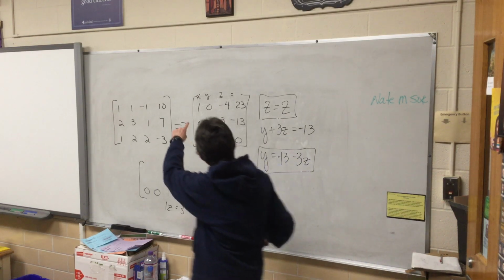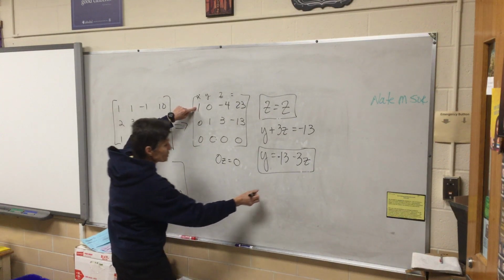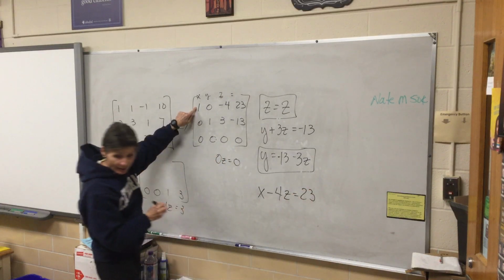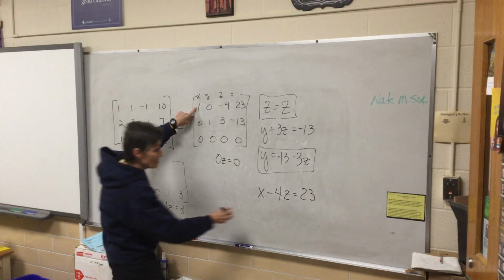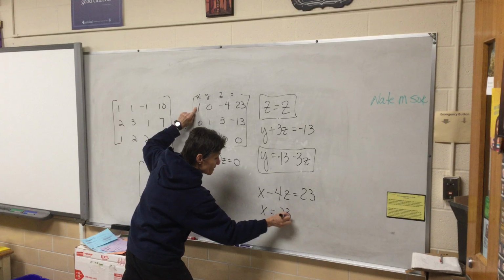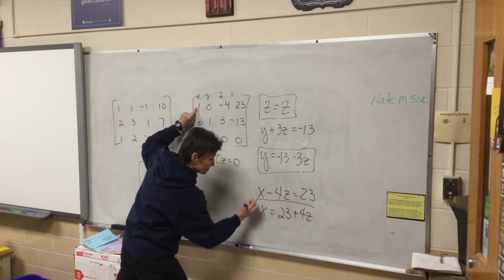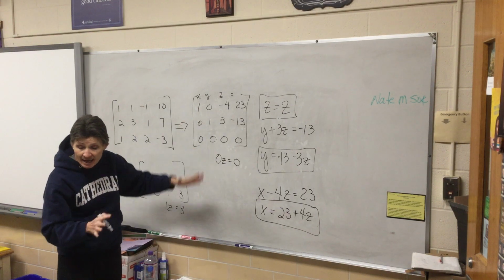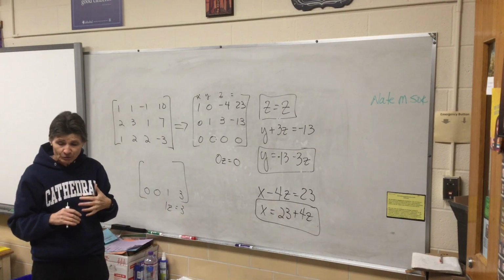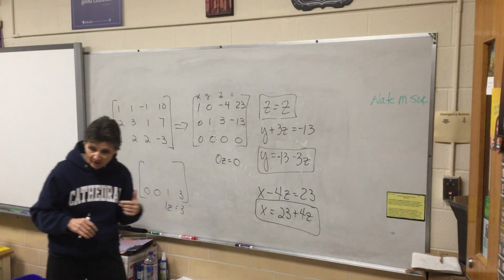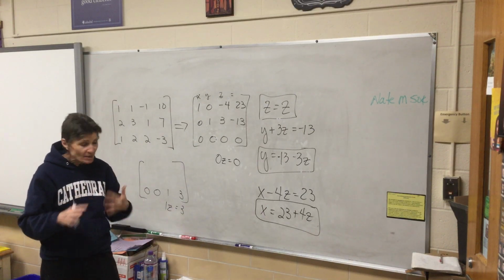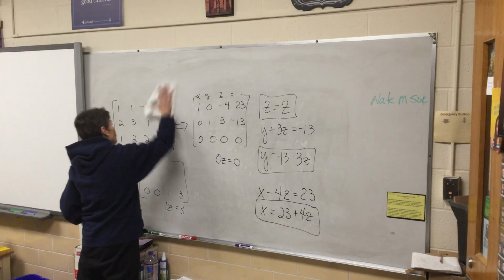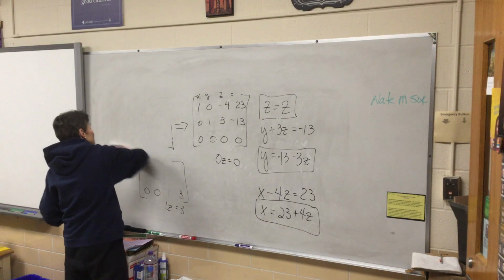Now go all the way to the top. That equation says x minus 4z equals 23, which means x equals 23 plus 4z. And again, if you give me a z value, I can come up with an x value. But it's going to keep changing depending on the z. So, how do I write this answer?